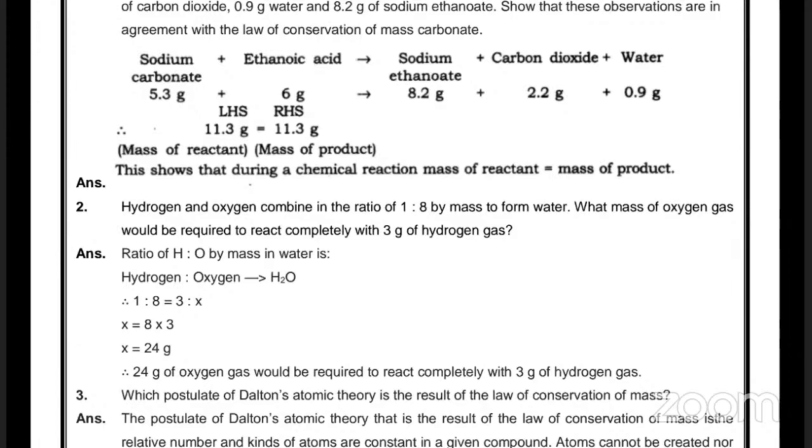Please note down the answer of the second. It's very simple. Sir, we have already written it. Sir, it is an NCERT textbook question. Okay, you have already done it, right? Yes, sir. Okay.